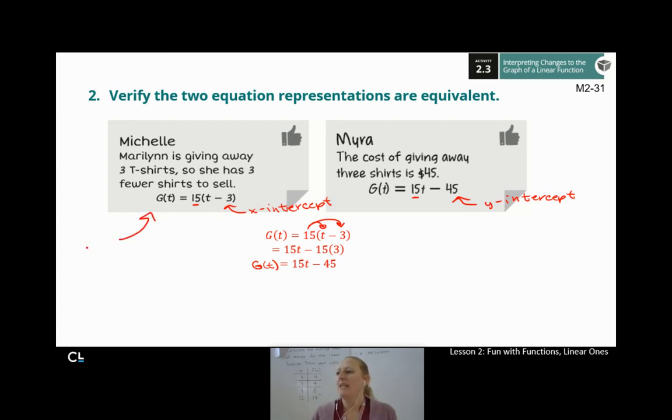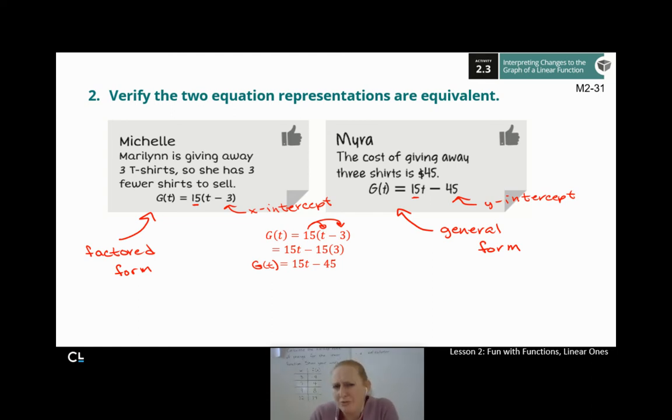This way of writing it is what we call factored form. So when you're writing the equation in factored form, you're still using the slope, but now you're using the x-intercept to write your equation, and it does mean you need some parentheses there. When you do it the traditional way that Myra has here, we call that general form. That's a general form of a function.